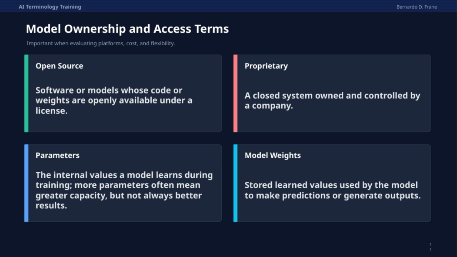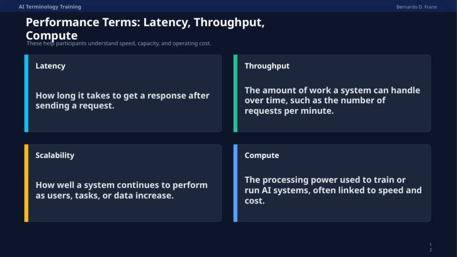Let's talk about some key terms that help us understand the performance of AI systems. First, we have compute, which refers to the processing power used to train or run AI models.